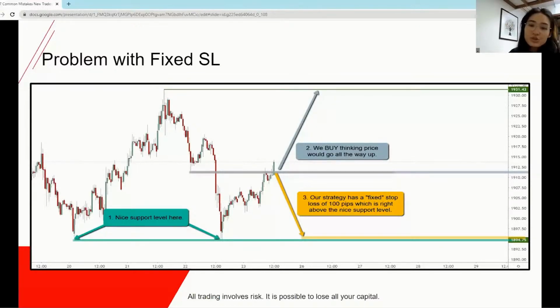So here's an example to show you why you shouldn't have a fixed stop loss. Here we have a support level with two swing lows in line with one another. Price has bounced off this support level and we are expecting it to continue to rise to the swing high resistance. So our stop loss of 100 pips is fixed at the 1894.75 level at the support level.